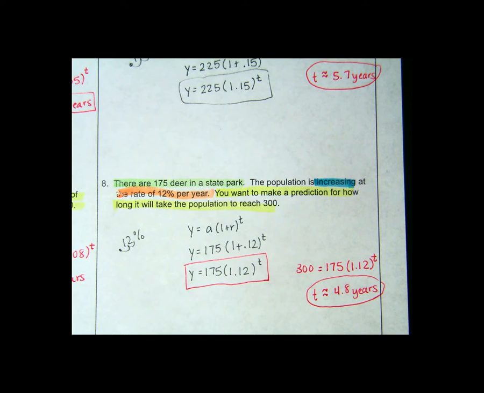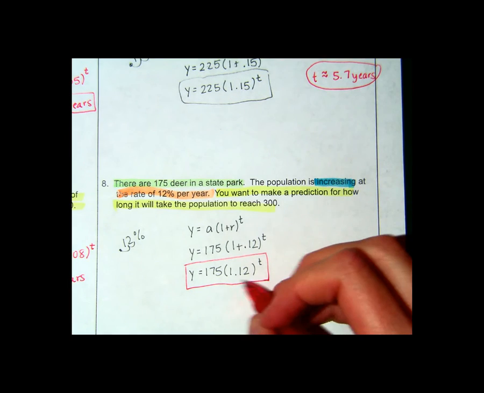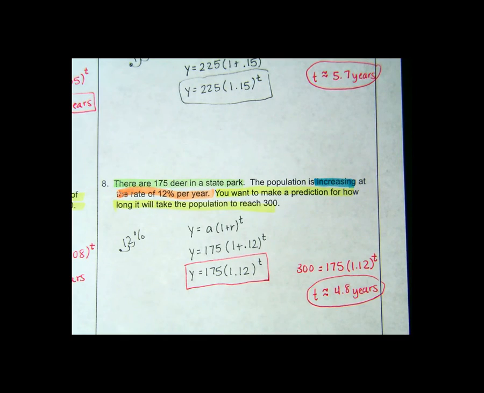There is exponential growth and exponential decay, which is also an exponential function. Anytime inside the parentheses you have a value that is greater than 1, you have exponential growth. Anytime it's a value less than 1 in the parentheses, you have exponential decay. We'll talk more in class about how to identify that.